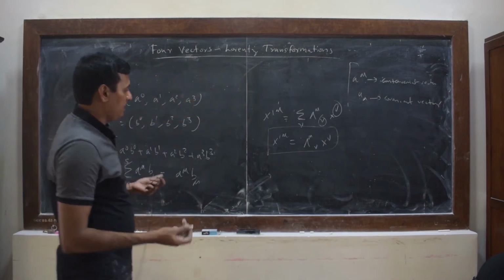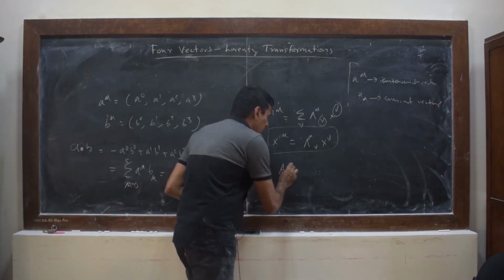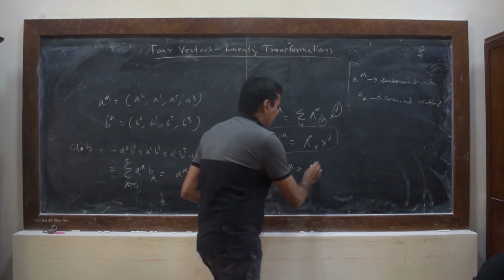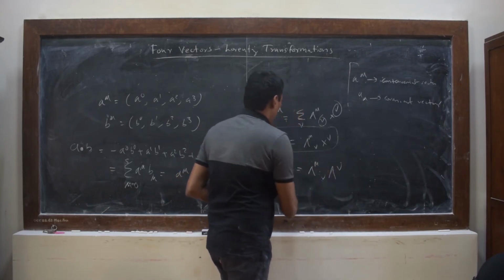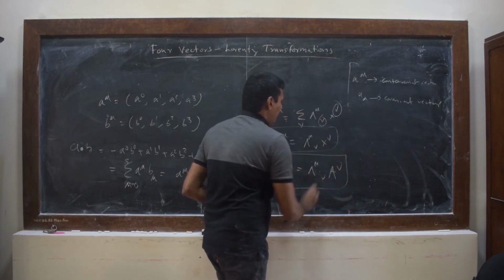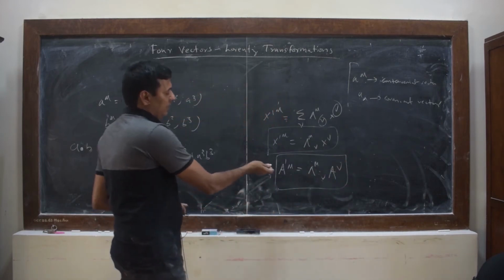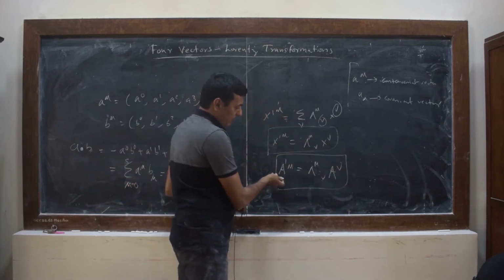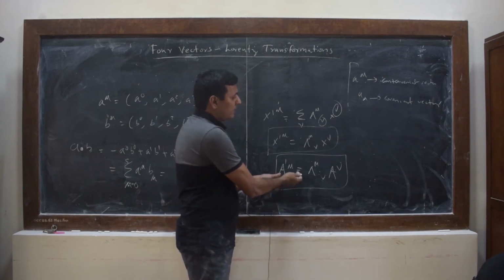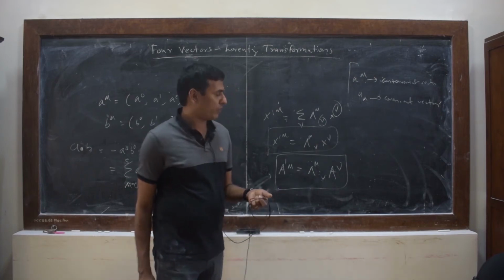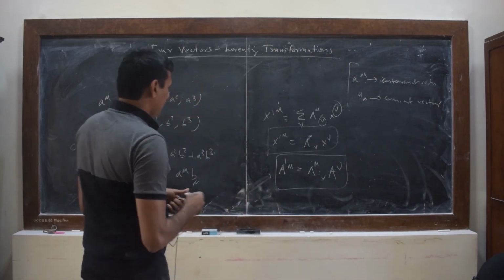Or I mean the vector transformation rule, A prime mu, which is equal to lambda^mu_nu A^nu. This is the rule. I already told you, if the components of an object transform like this, then you call it a 4 vector.